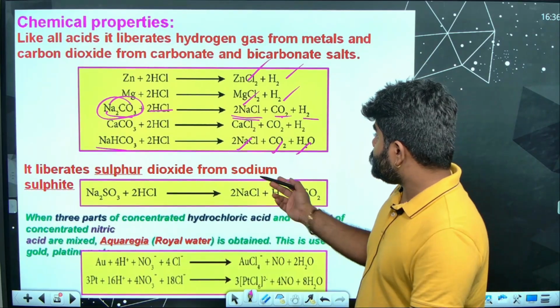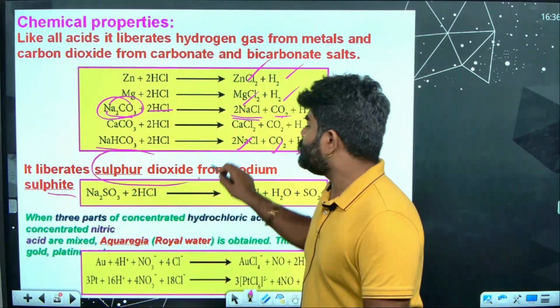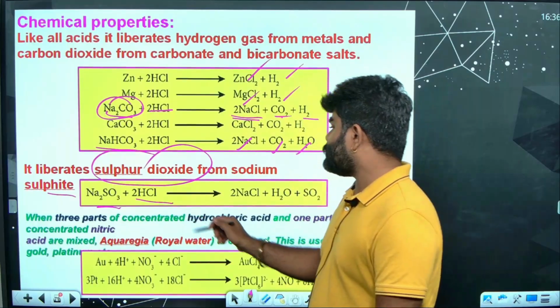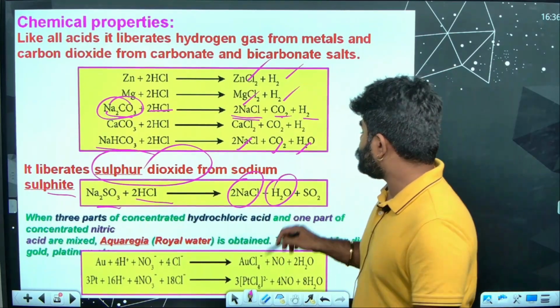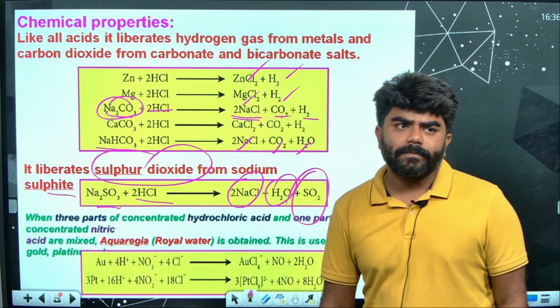With sulfides, it will liberate sulfur dioxide gas. So when sodium sulfide is treated with HCl, we get sodium chloride, water and sulfur dioxide evolved.